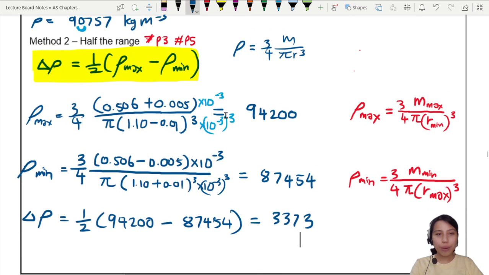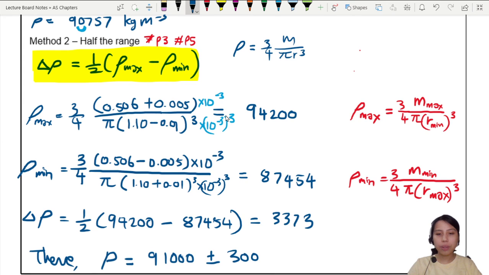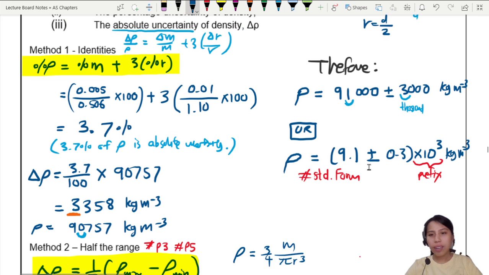Okay. So our reported value of density, if we round off to 1000 again, will be 91000 plus or minus 3000 kilogram per meter cubed. Is that the same as our previous answer? Let's check. On the right side, 91000, 3000, same, okay.